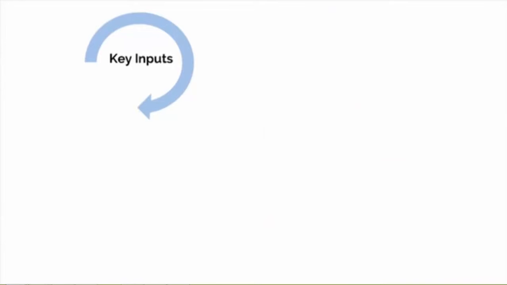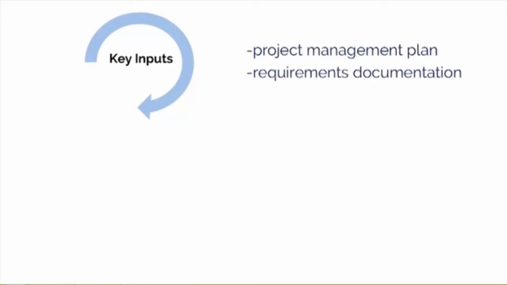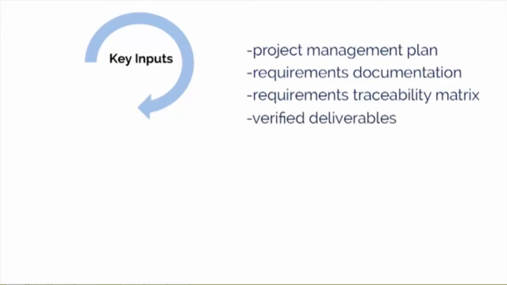Validate Scope includes the following key inputs: project management plan, requirements documentation, requirements traceability matrix, verified deliverables, and work performance data. The verified deliverables are those that have been completed and checked for correctness during the quality control process. While the quality control process is mainly concerned with a deliverable meeting the quality requirements specified for it, Validate Scope is concerned with the deliverables acceptance by the customer or sponsor.